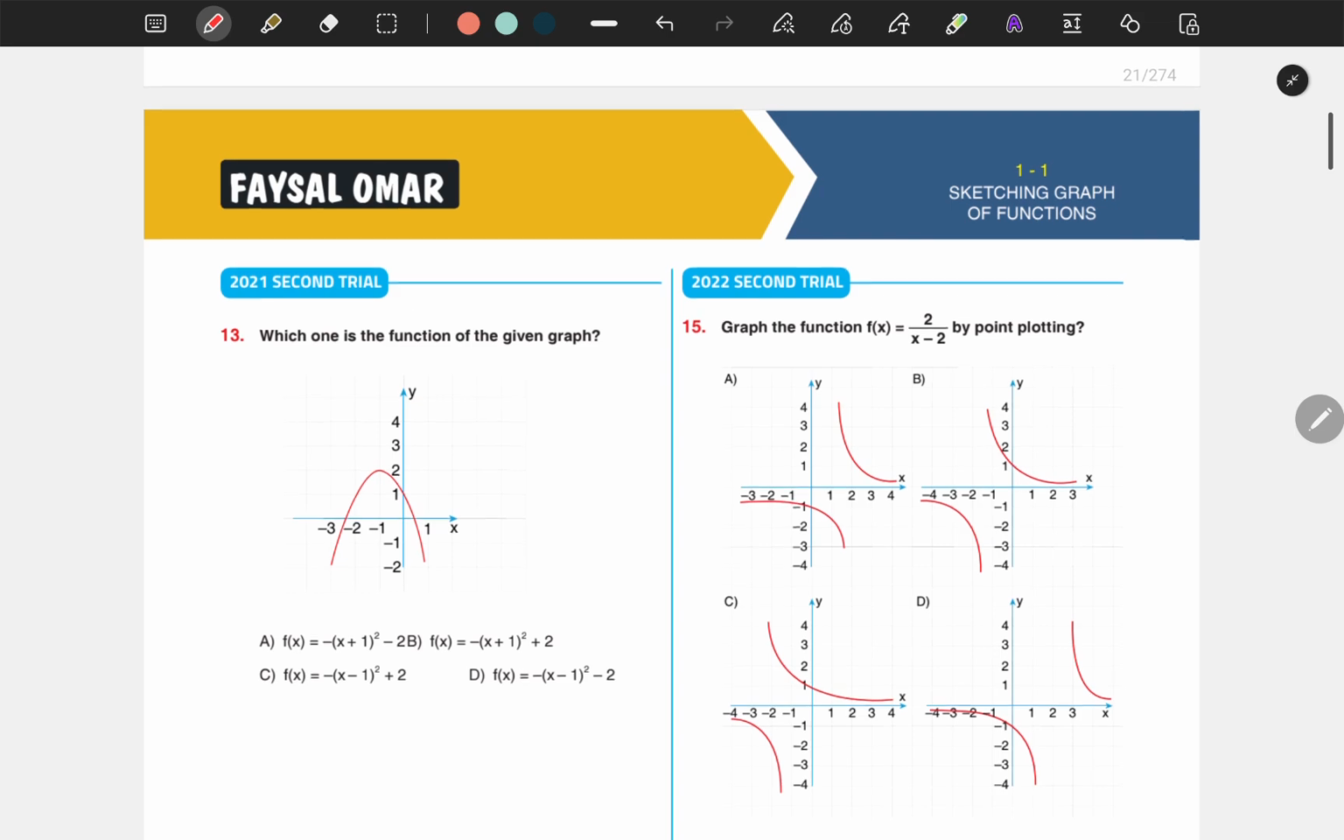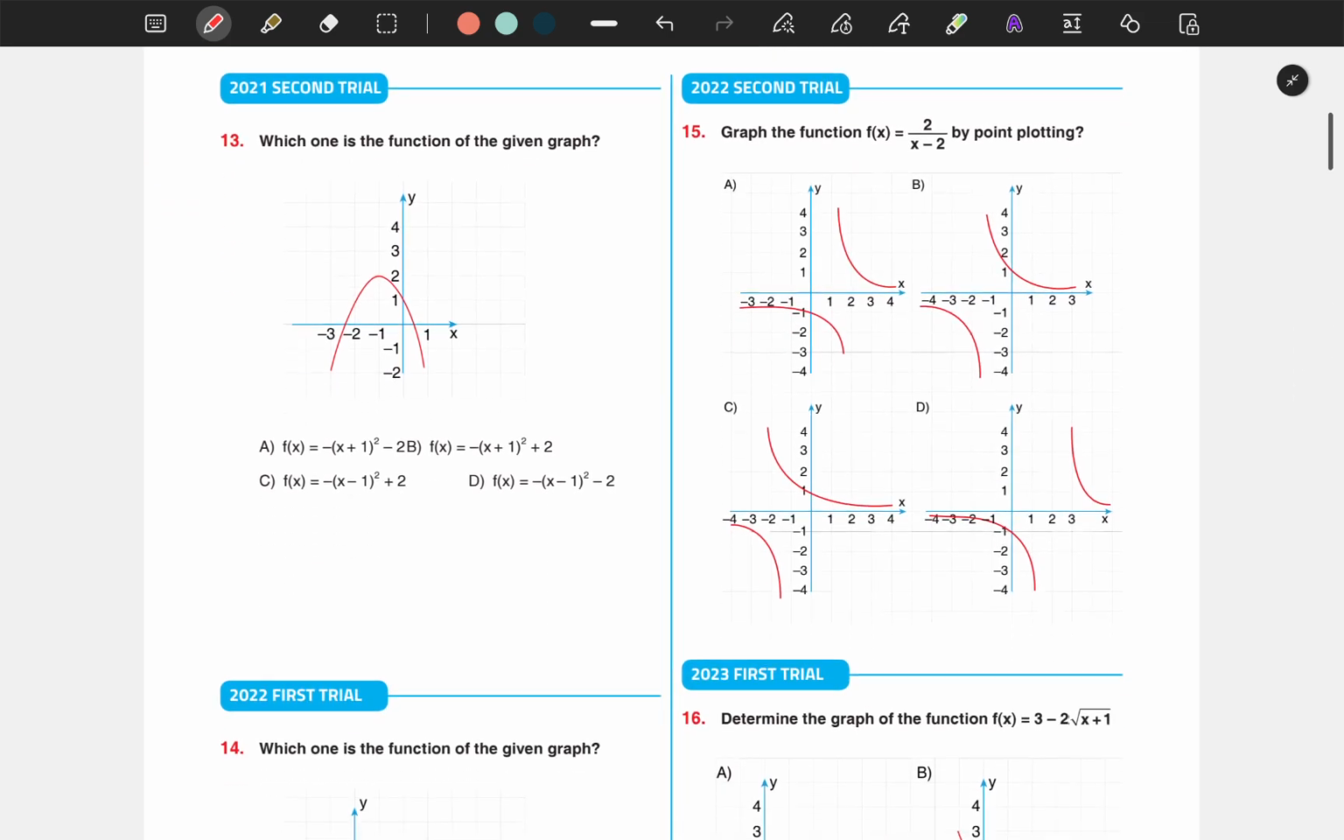I'm scrolling down. Again, another quadratic question. Here the B option should be moved a little bit to the right side. Anyway. Okay. Now, here we are. Which one is the function of the given graph below? When you look at here, guys, is it downward, isn't it? So I look and I see that all of them are downward.